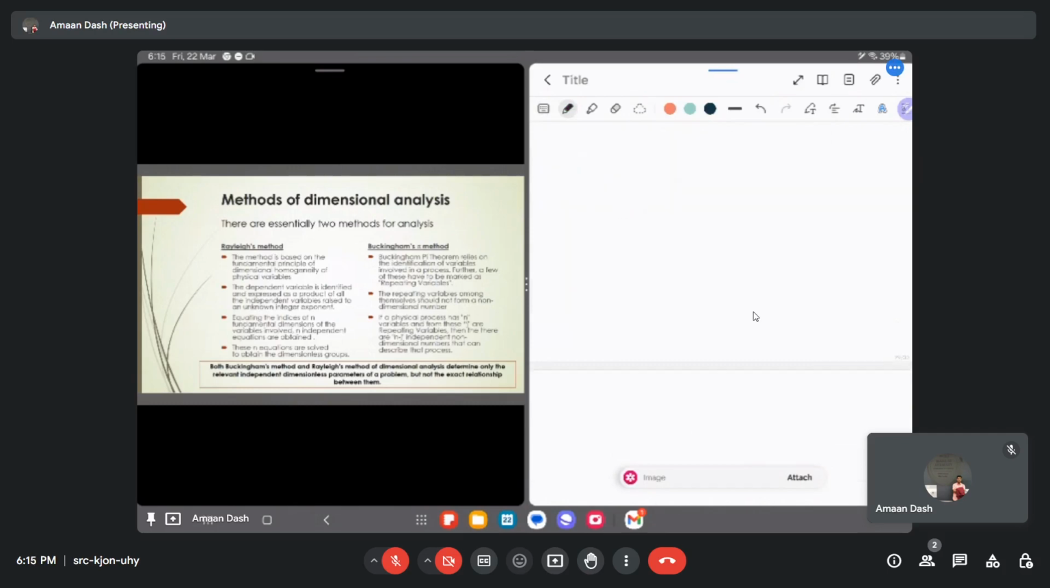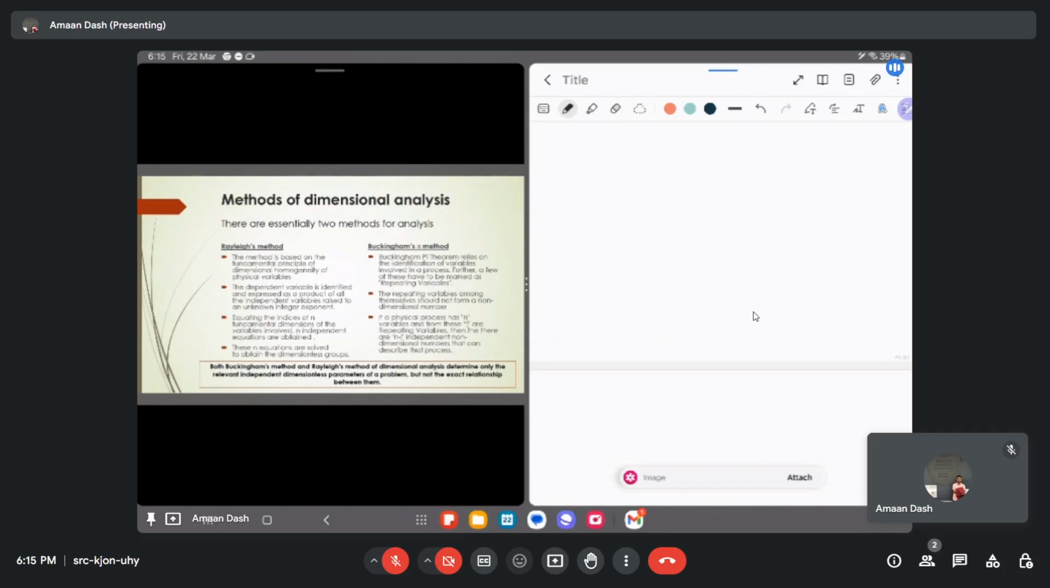So there are essentially two dimensional analysis methods. One is the Rayleigh method, and one is the Buckingham Pi method. Both of them give us fairly one approach to obtain the relationship, and we'll see how it is done.